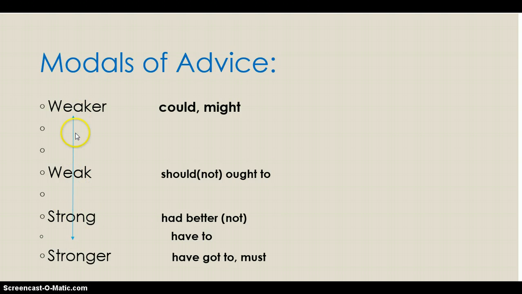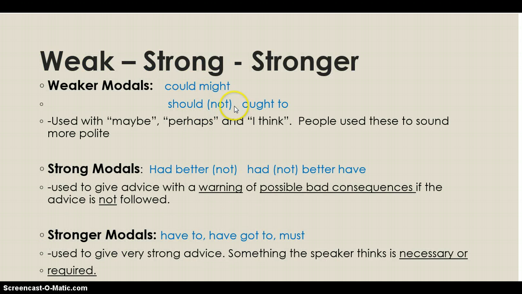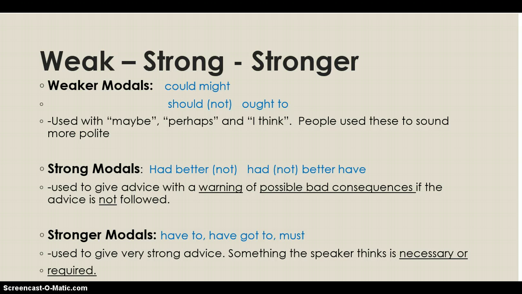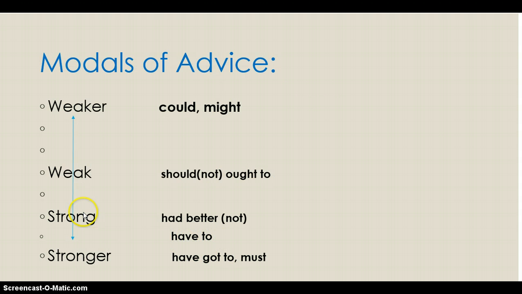So here's a different way to look at it. Modals of advice, here are our weaker modals, could and might. Weak, should or ought to. Strong is had better. And stronger is have got to and must. Now I've separated the 4 modals from this into weaker and weak. And then you'll notice that I have also put have to here in the middle between strong and stronger. So this shows when we use the modals and with whom we use the modals with.